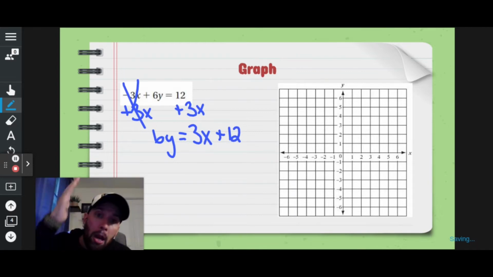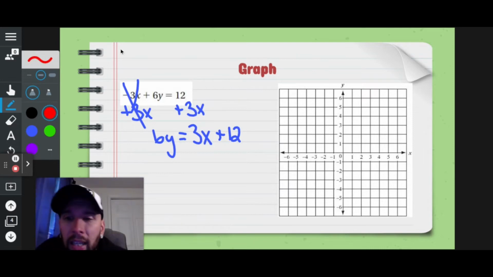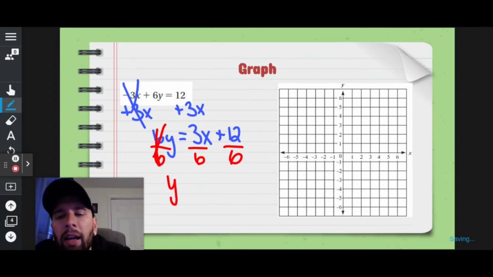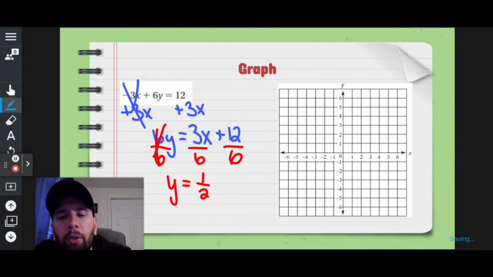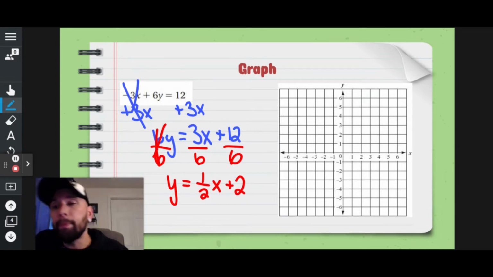Am I done? No. I have to divide everything by 6 because 6 is attached to y. When you divide a number from both sides, you divide every number from both sides. Okay, so this is going to simplify to y equals 2x. Nope, just kidding. Y equals 1/2 x plus 2. I was looking at the next number and I jumped the gun. Don't want to do that.